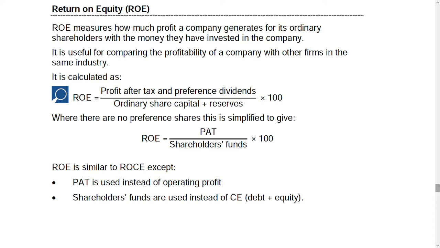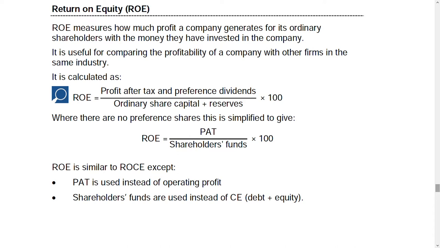They might give you ROE and you might think they have given you ROCE, because the scenario might not look similar. Sometimes you have to calculate return on capital employed, but you have calculated return on equity, looking at the scenario. That's why you have to be very careful.